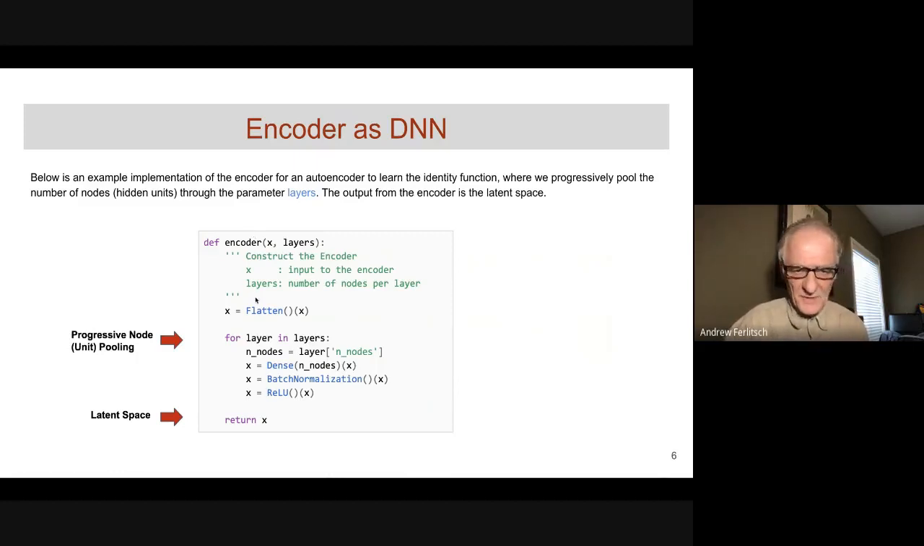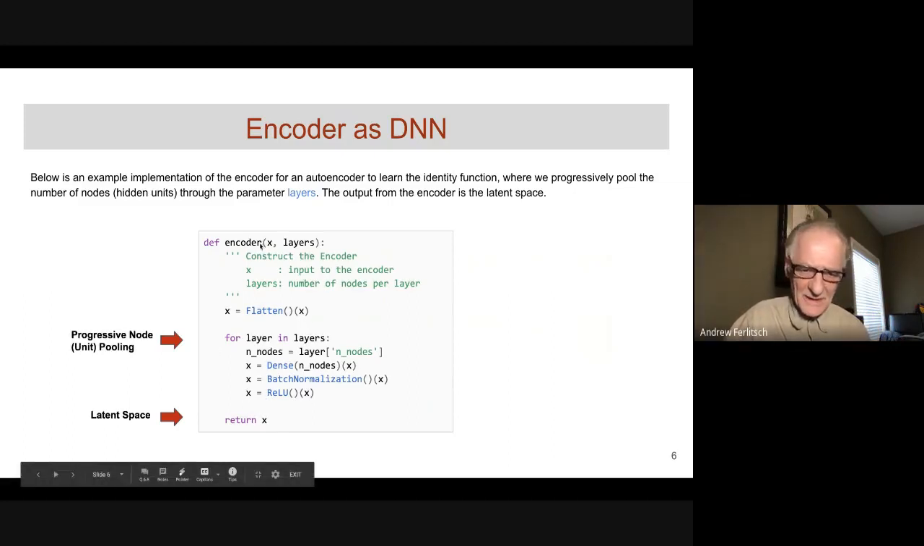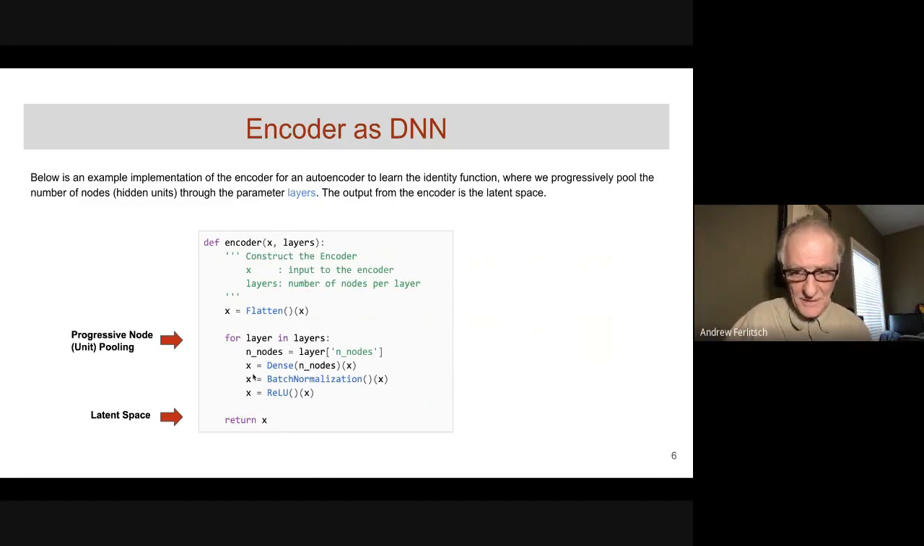We're assuming we're doing this for an image, so we're going to go ahead and flatten it into a 1D vector. And then we're just going to spin around here and go through this list, layer by layer. For whatever nodes we have at that layer, we just create a dense layer. The final output of all that progressive pooling is our latent space. So writing an encoder for a DNN is really straightforward.